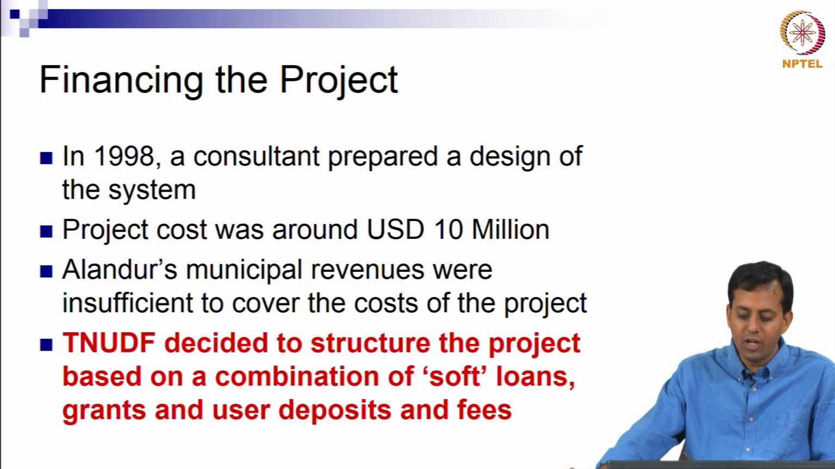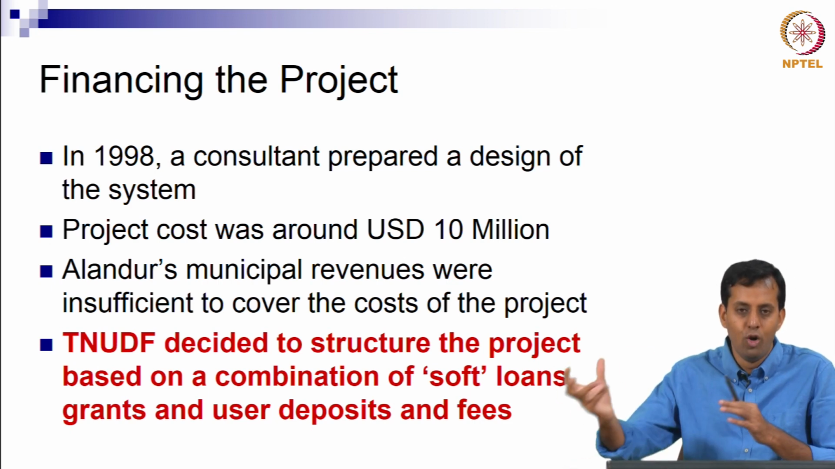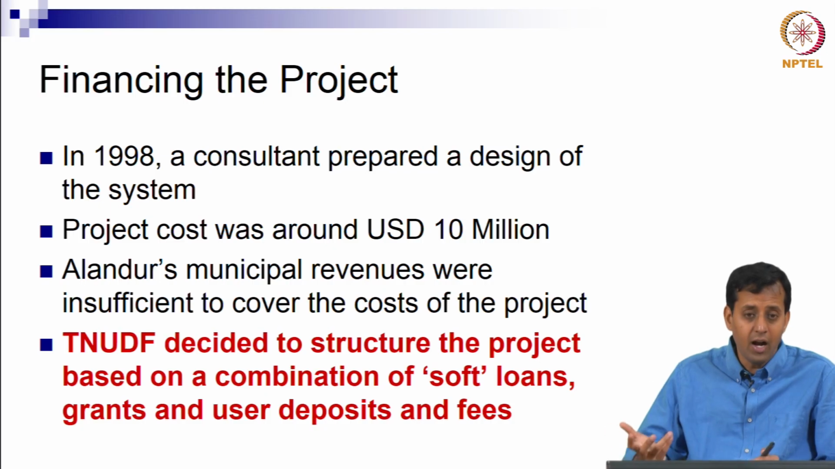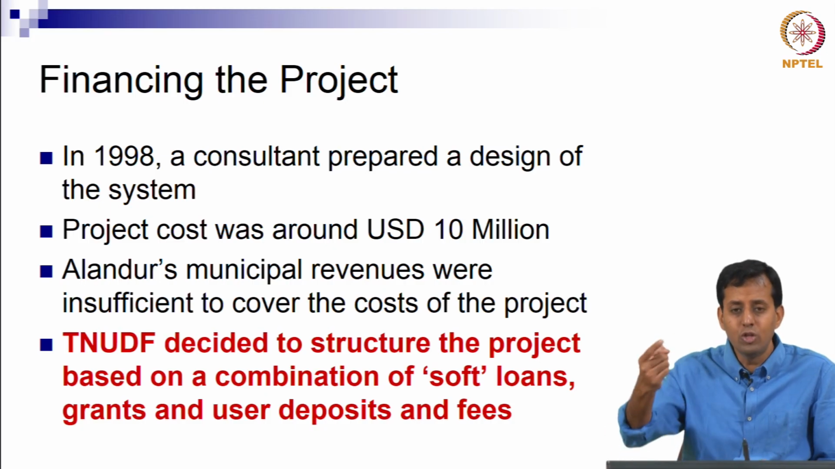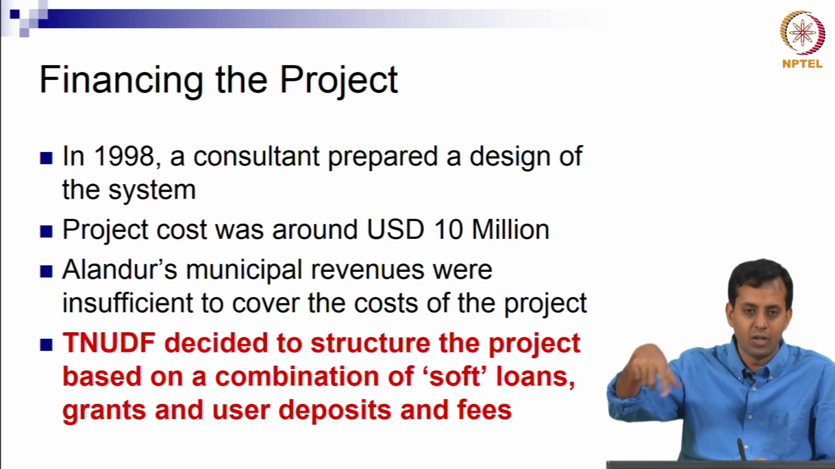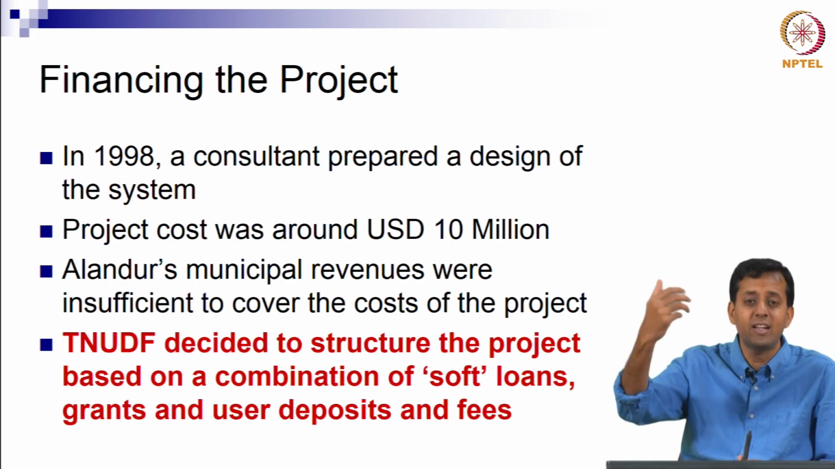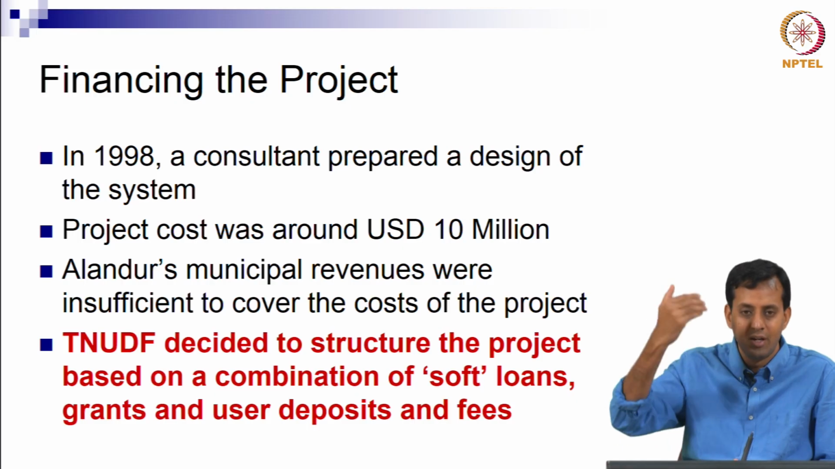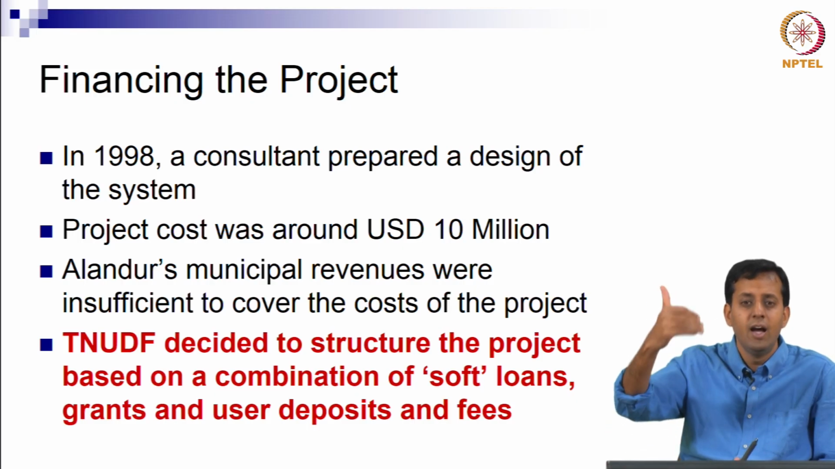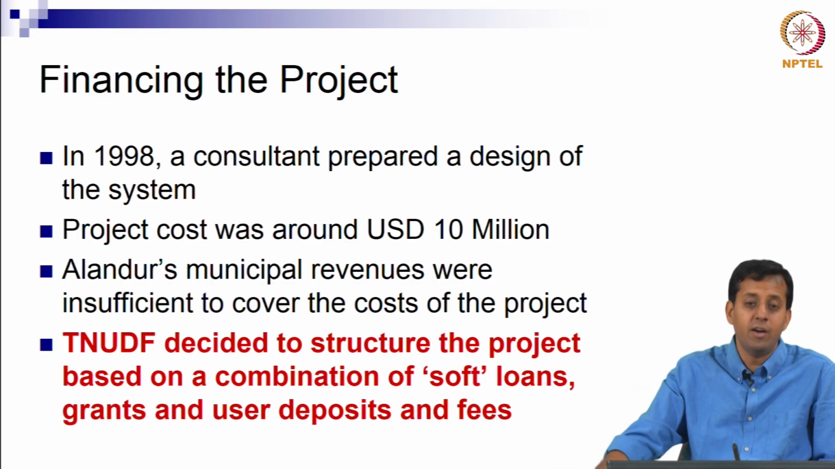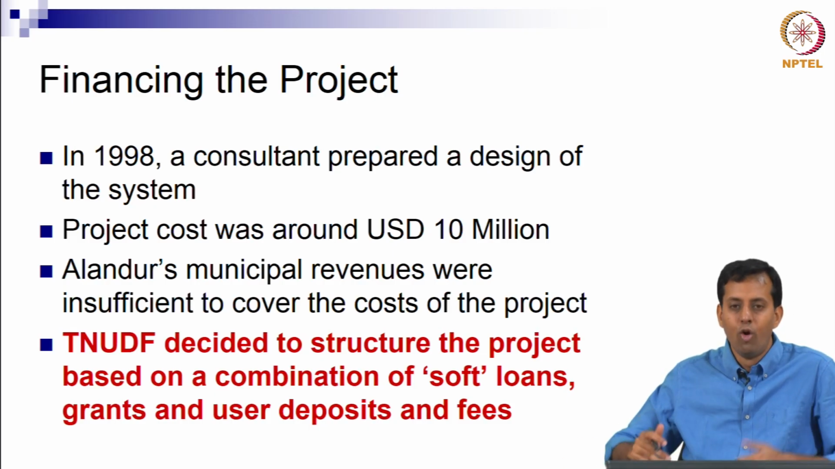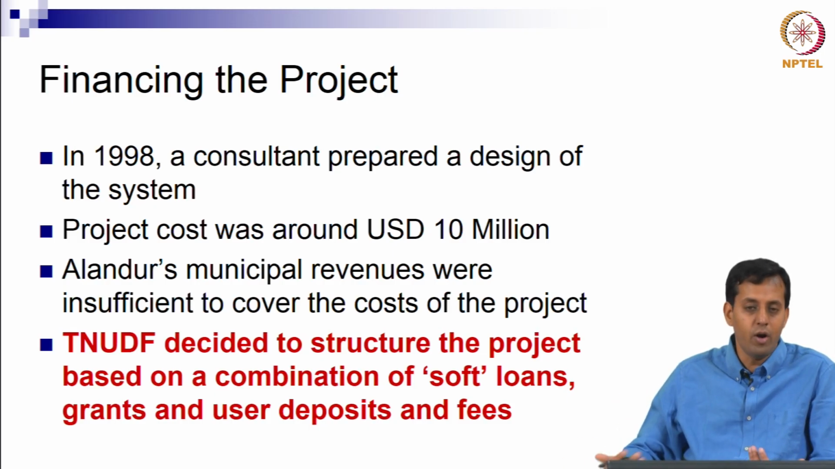So TNUDF said, okay, let us structure this project, right, as a combination of some loans that you will get from people, some grants that you will not have to repay, and also help the users, okay, who are the members of that community. Let us also see if we can get some money from them as a user charge, right, user deposit or user fees that will help fund the project, right. So they said, look, no one is going to give you 10 million, right, you do not have the 10 million.